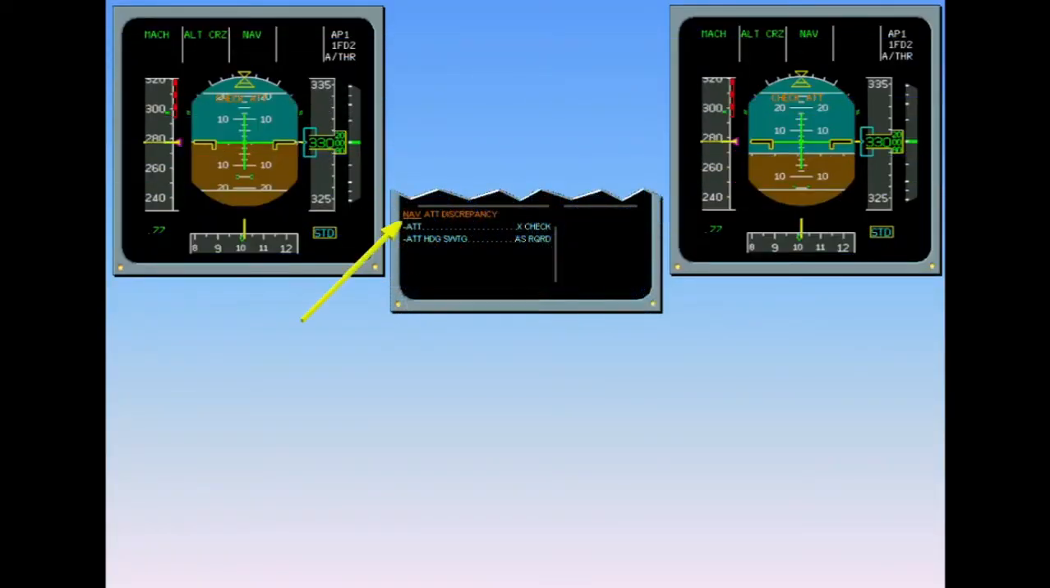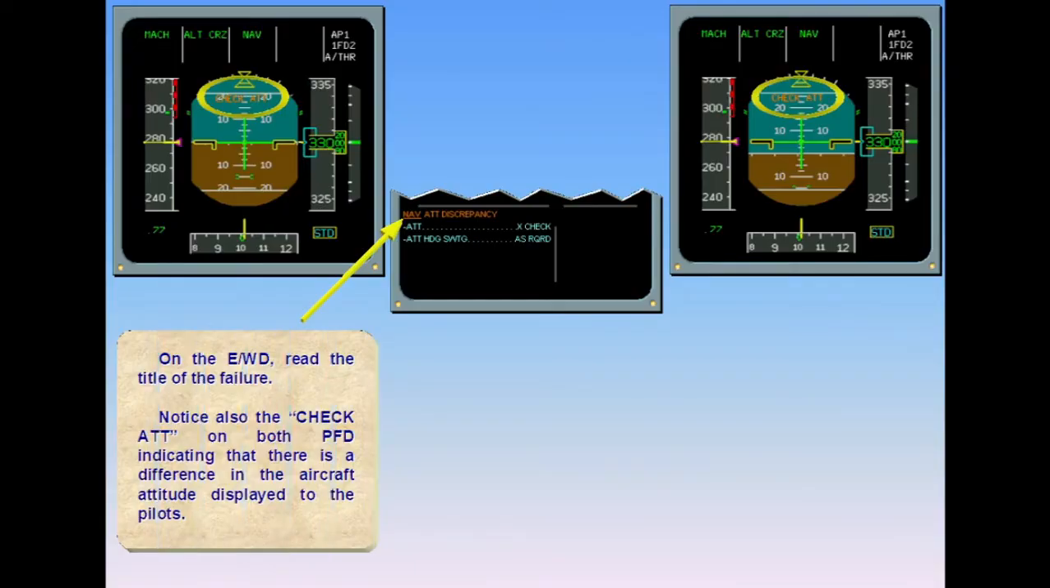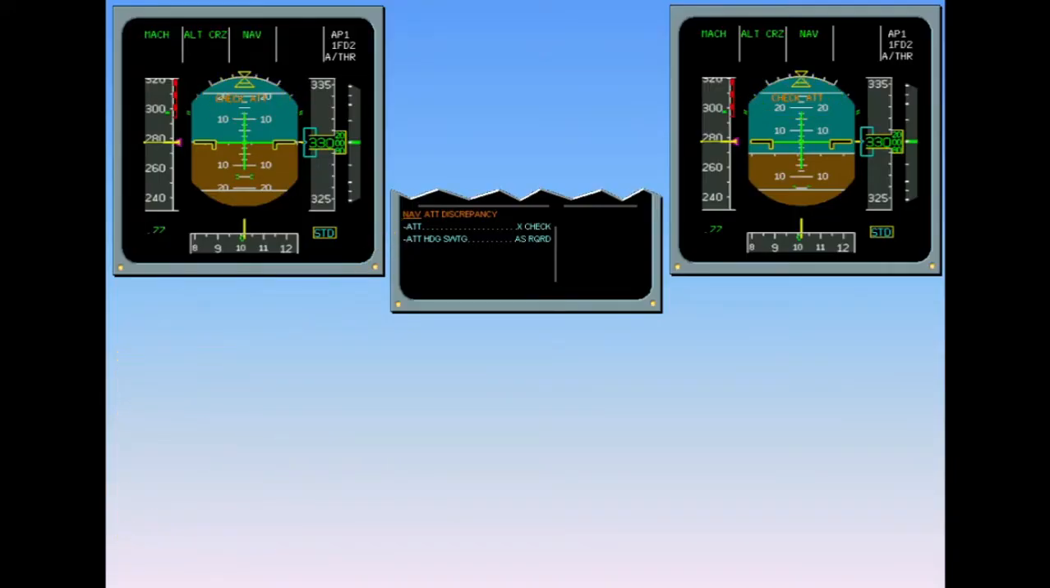On the engine warning display, read the title of the failure. Notice also the check attitude on both PFDs, indicating that there is a difference in the aircraft attitude displayed to the pilots. There is no ECAM page associated with the ADIRs, so the cruise page remains on the system display.